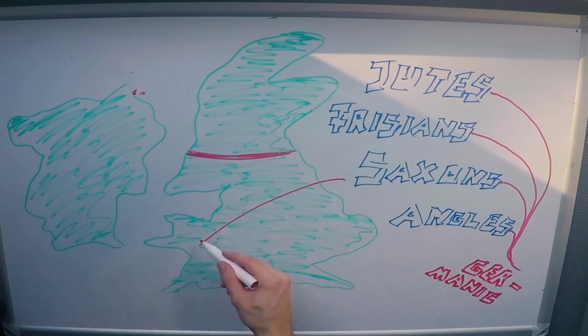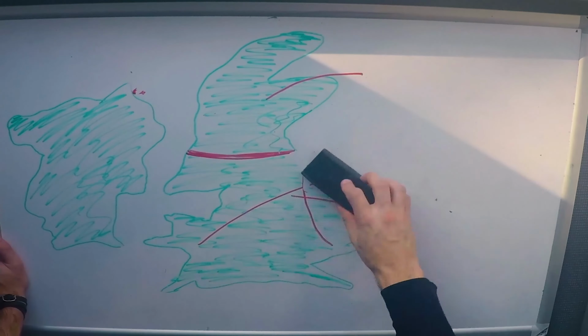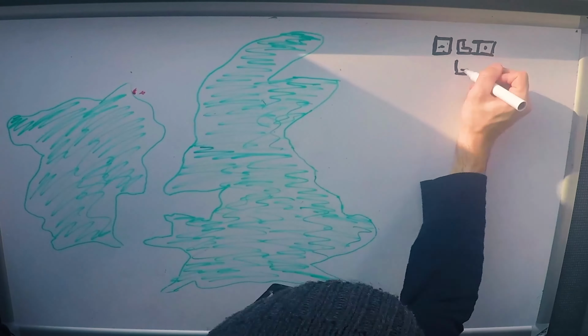Jutes, Frisians, Saxons and Angles came to Britain, and so, from 450 onwards, the Germanic conquest came to be. Britain was split into Northumbrian, Kentish, West Saxon and Mercian, and the mark of the first period of English was set. Old English, 450 to 1150.